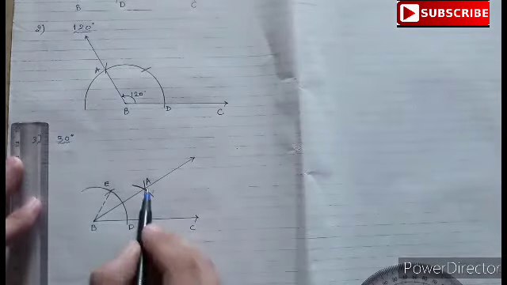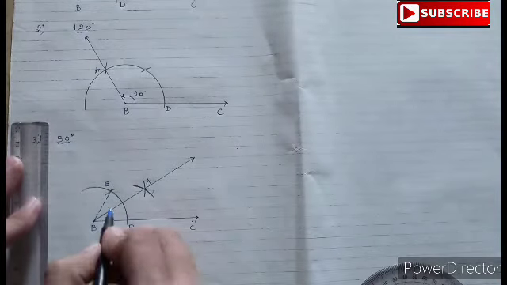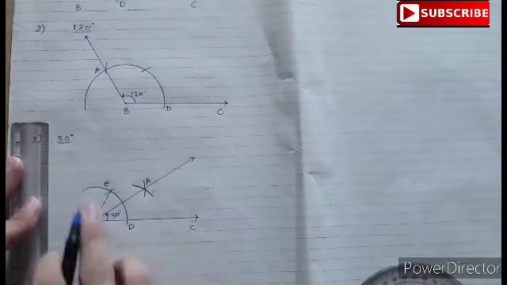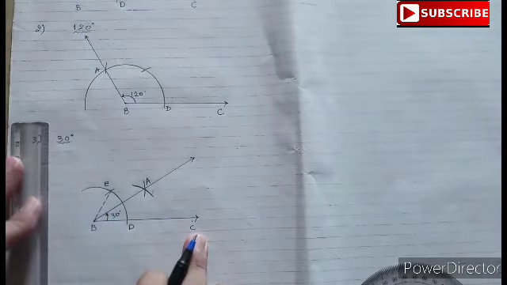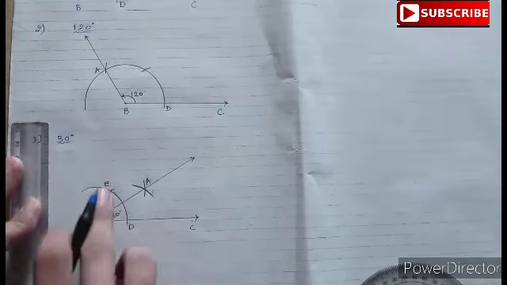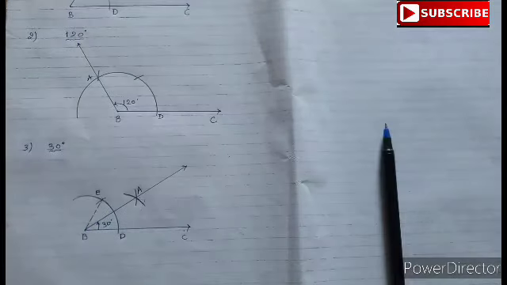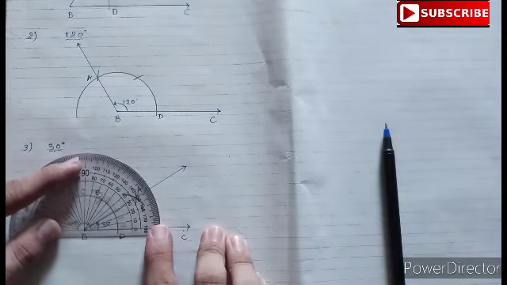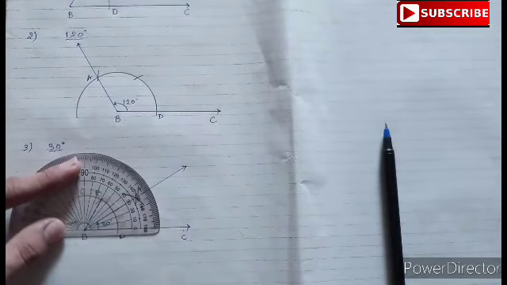Now this angle ABC is the angle of measure 30 degree, which is half of 60, which we got by drawing the angle bisector of 60 degree angle. You can measure this angle using the protractor, and you can have this angle 30 degree angle.